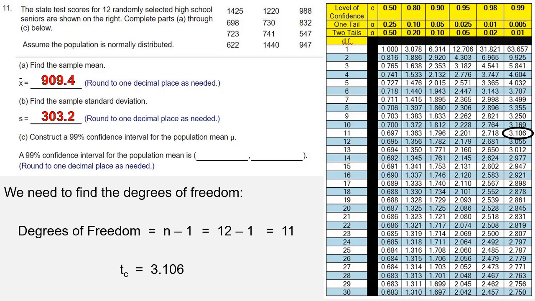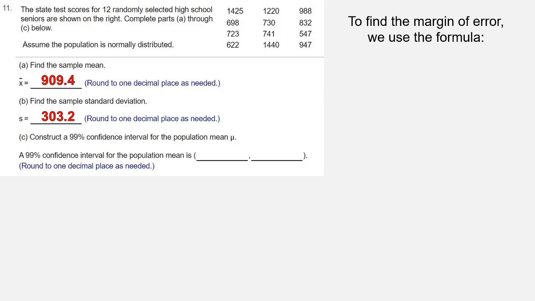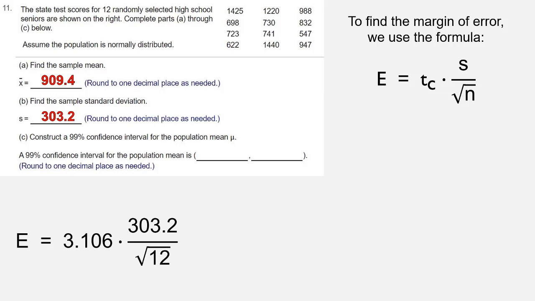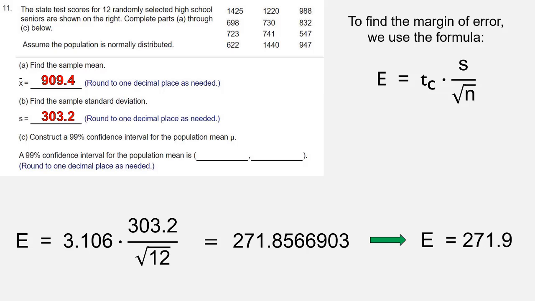Once you have your critical value, you can find the margin of error. The margin of error formula is that error equals tc times s over the square root of n. So the tc value we just found was 3.106. The s that we found from the calculator was 303.2, and the n value was 12. We calculate this value as 271.8566903. Rounded to one decimal place is 271.9. So that's our error.